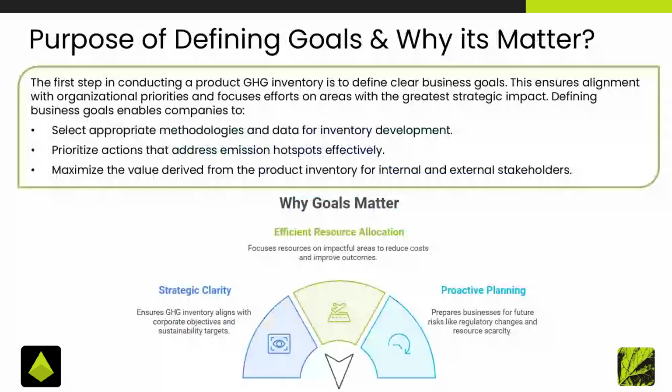Defining clear business goals is the first step in greenhouse gas inventory development. It aligns efforts with strategic objectives, allowing you to choose the right methods and prioritize emissions hotspots. This not only supports efficient resource allocation by focusing on impactful areas, but it also ensures strategic clarity and aids proactive planning for future challenges and risks. In essence, it's about maximizing value for internal and external stakeholders.